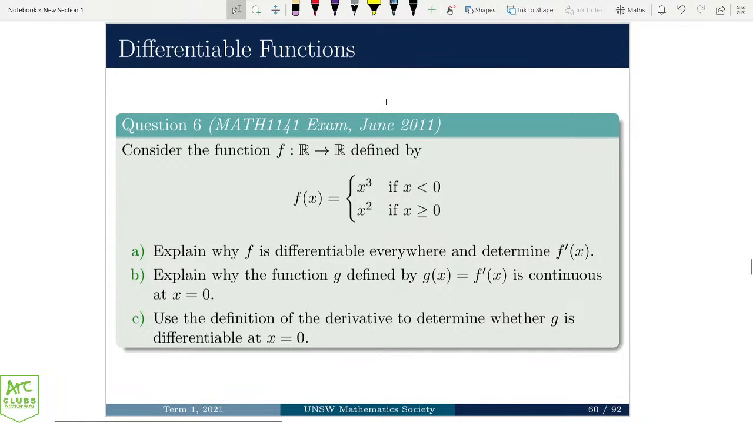All right, moving on to question 6. Consider this another piecewise function over here. Again, remember in differentiable functions, they always like to ask you about piecewise functions, because when you're dealing with piecewise functions, you really need to consider whether at the boundary point your function is differentiable or not. Part A explains why f is differentiable everywhere and hence determine f'(x), the derivative function. Again, we are trying to determine the differentiability of our function.